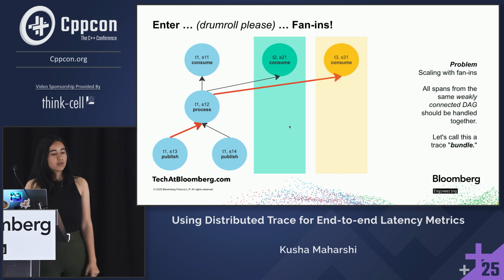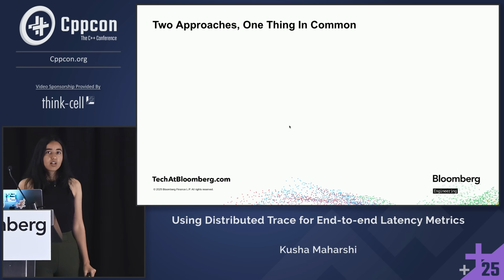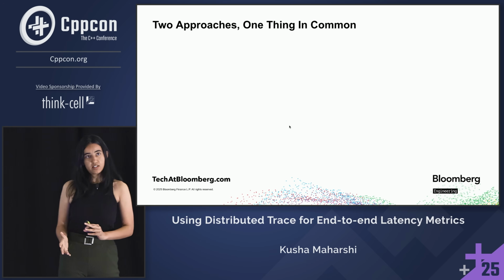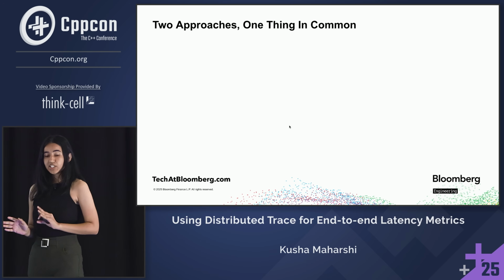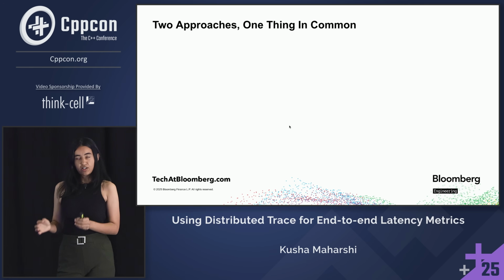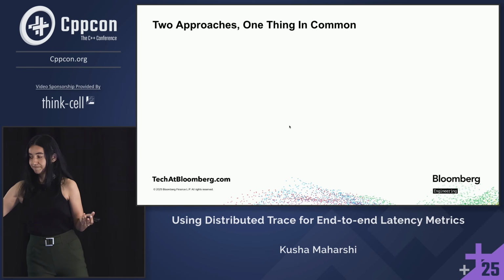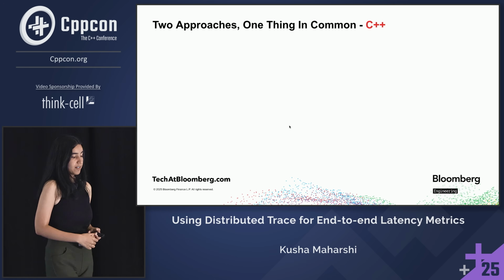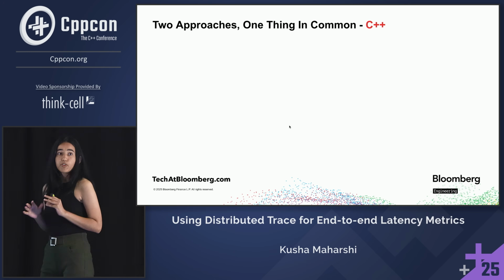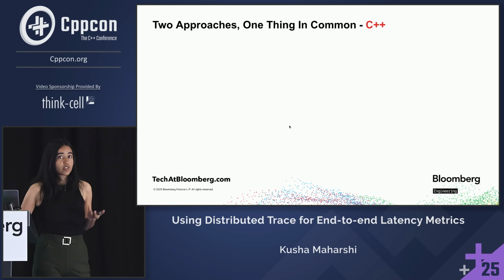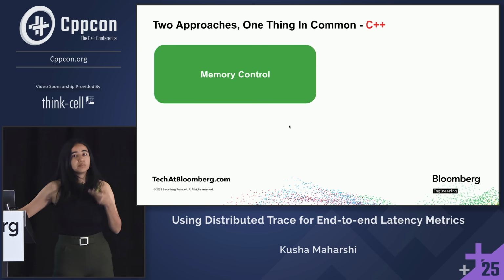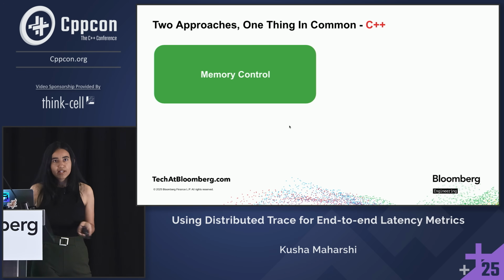All right, so with that, I'm going to talk about the two approaches that we took to handle this problem, to handle fan-ins. But before I get into the nitty-gritty of those approaches, I want to highlight a common underlying factor for both of those, which is why we're here: C++. For us, it was really important to design for speed and scalability from the beginning, which is why C++ was a natural choice, because of having better memory control through move semantics, references, and pointer management.